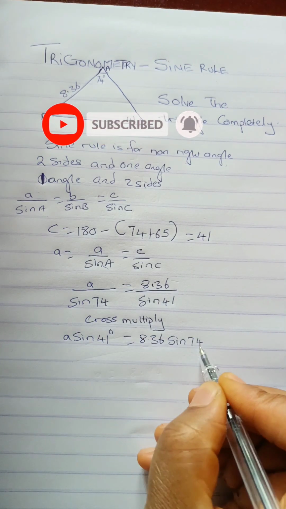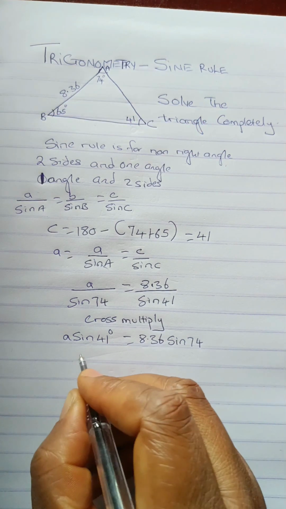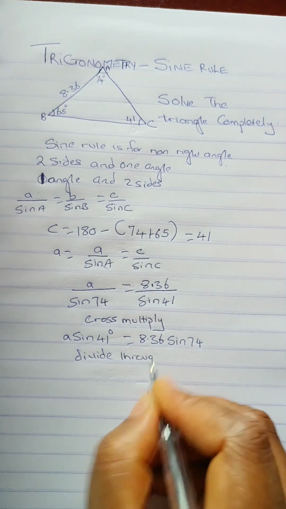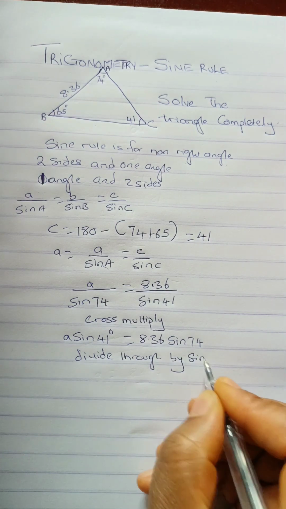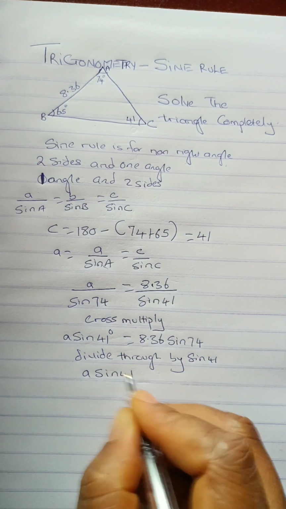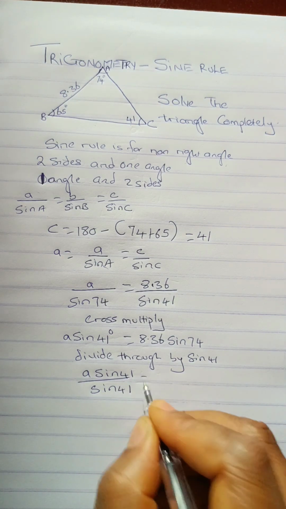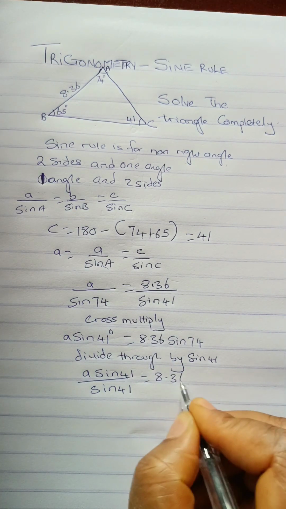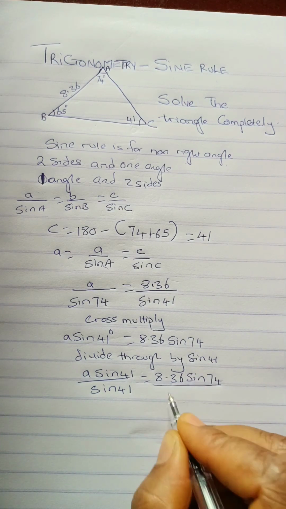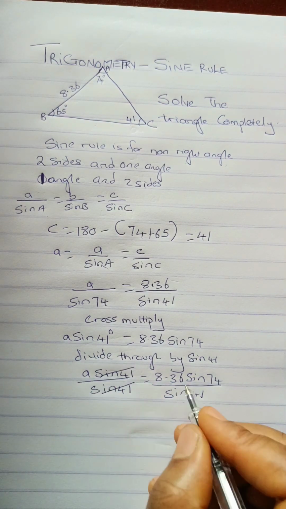Now we have to make a stand alone so we can solve for a. To make a stand alone, we divide through by sine 41. That's the only way a can stand alone. So a sine 41 divided by sine 41 equals 8.36 sine 74 divided by sine 41. So this divides this, and then we have our a equal to this.